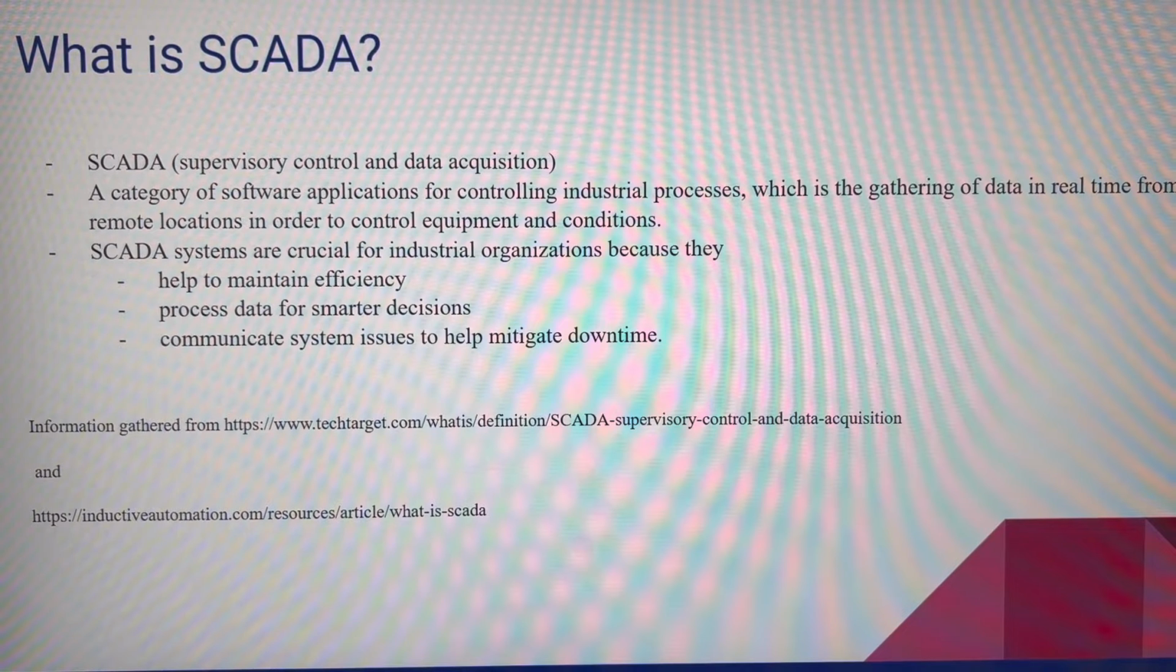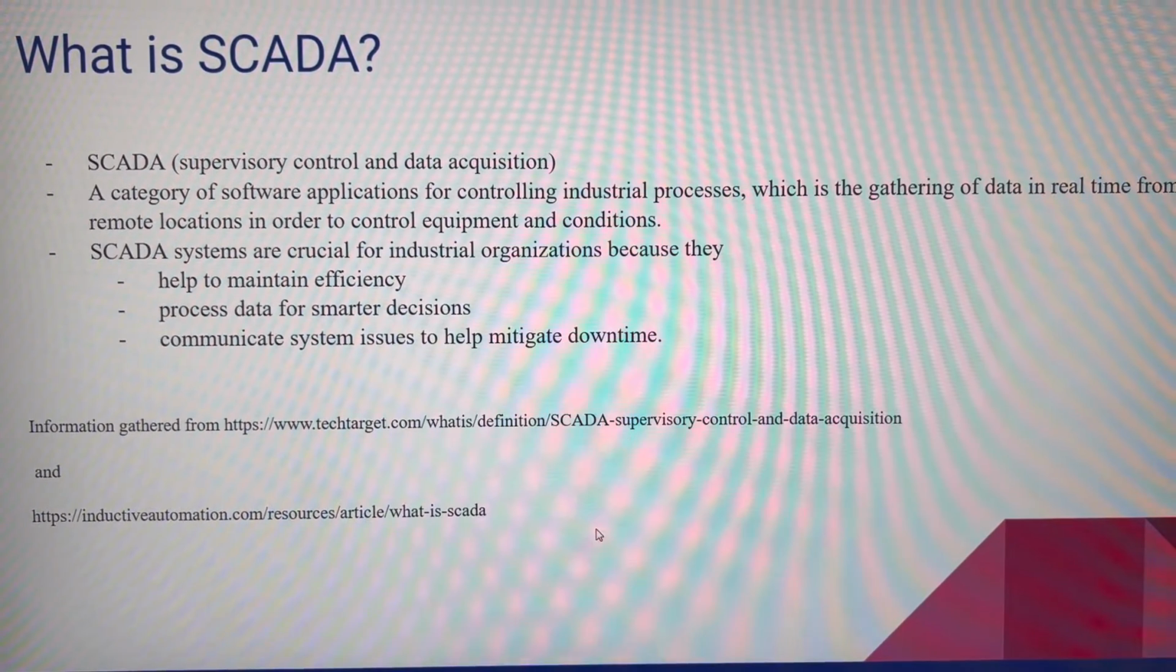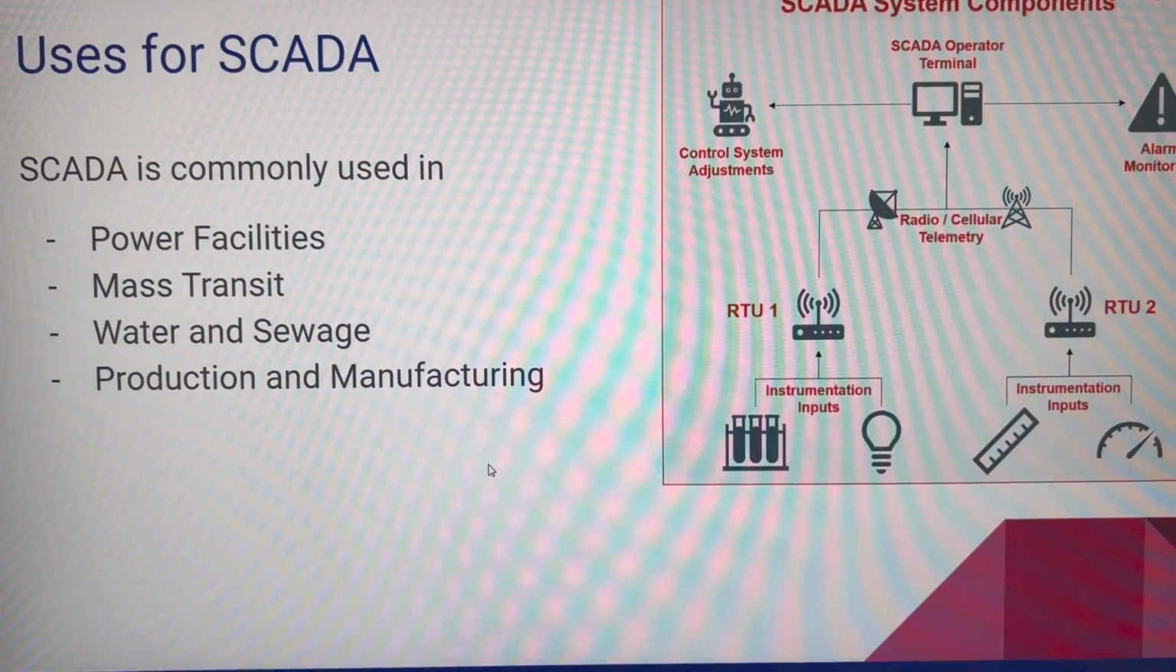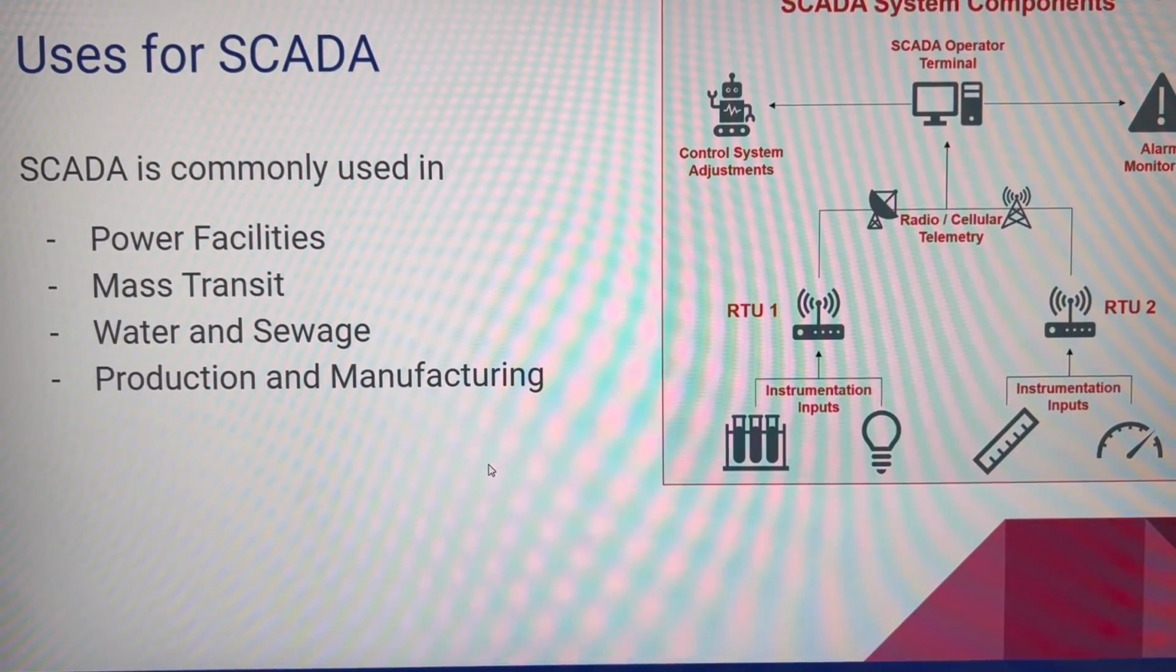SCADA systems are crucial for industrial organizations because they, number one, help to maintain efficiency, number two, process data for smarter decisions, and number three, communicate systems issues to help mitigate downtime. So that's where I got this information from, right there at the bottom. And then on the next slide, we're going to see uses for SCADA.